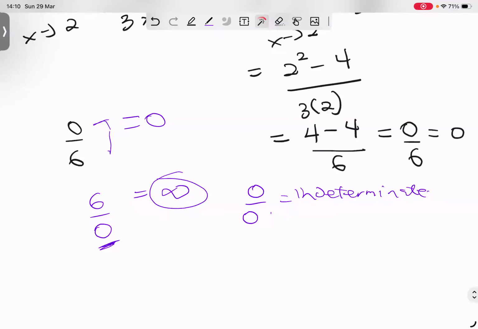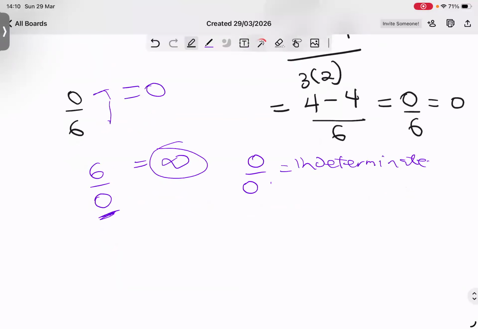Okay, so this is called the indeterminate form. When you have 0 over 0, it means you don't have enough information to determine what is going on in such a division.